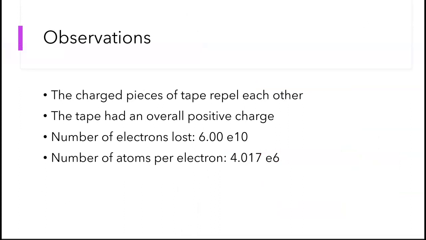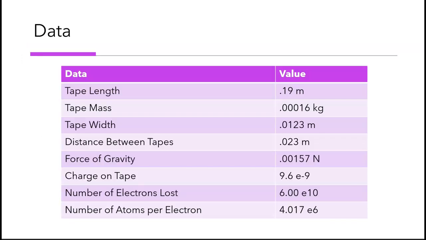In our observations, we see that the charged pieces of the tape repel each other, which leads us to believe that the overall charge of the tape is a positive charge. We also do our calculations to get that the number of electrons lost is approximately 6 times 10 to the 10th, and the number of atoms per electron is 4.017 times 10 to the 6th. I'll go into these calculations a bit later in my description of the code.